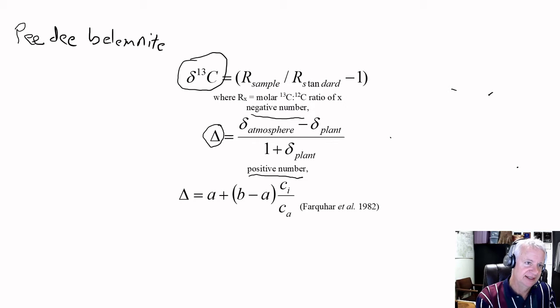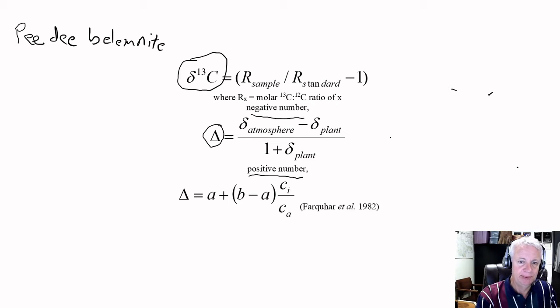That's always negative. There's another measurement, big delta, which basically expresses this little delta here, so that's delta plant relative to delta of the atmosphere. So big delta is just the plant relative to atmosphere, and it's a positive number. So bigger positive numbers for this means more discrimination against C13. Larger negative numbers for this little delta means more discrimination against C13.